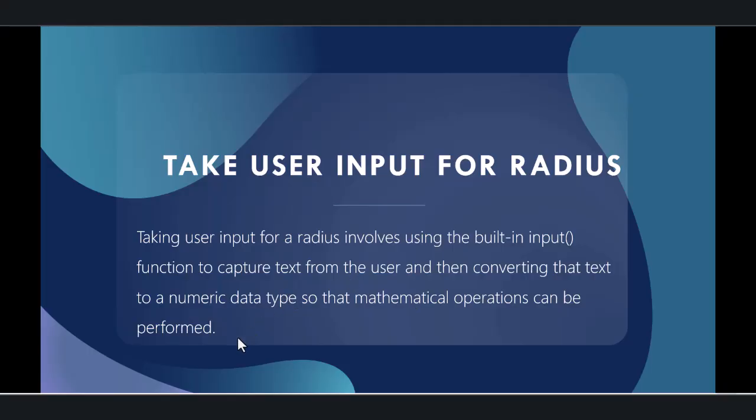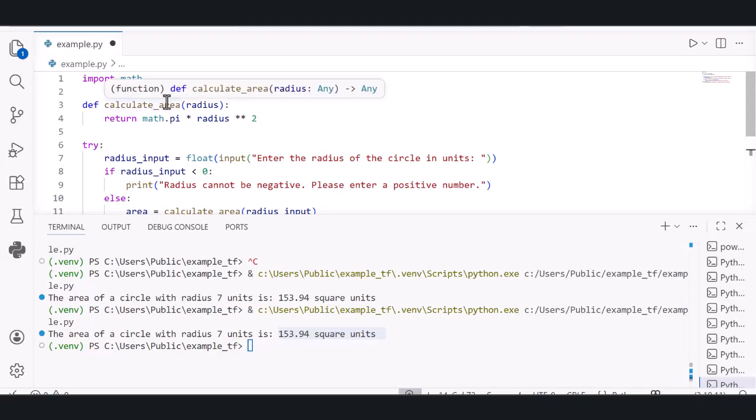Now I'll explain with an example how to take user input, how we will convert that text into a numerical data type, and how we will perform these mathematical operations, everything. This is the example for our last method, where we are importing the math module and defining a function using the def keyword. The name of the function is calculate_area with a radius parameter, and I am returning math.pi into radius exponent 2, the formula to calculate the area of a circle.